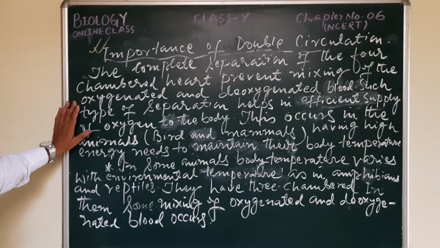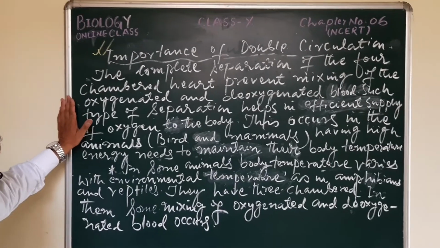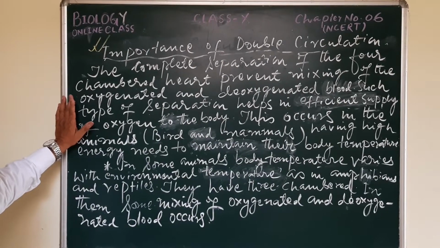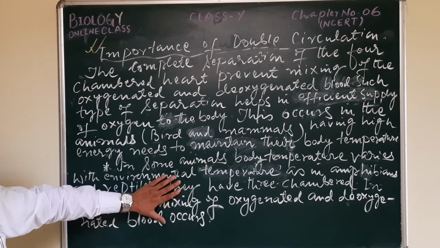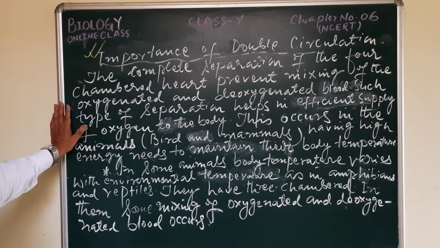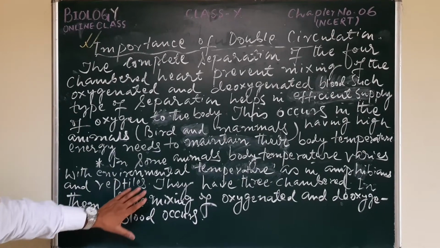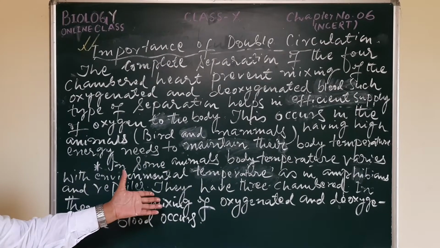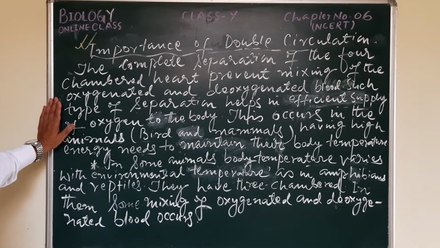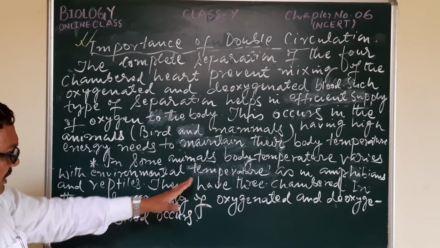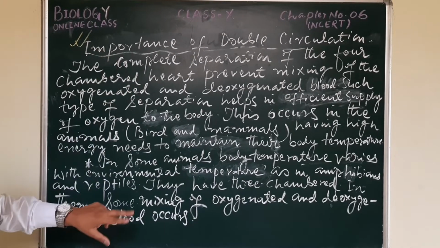As they maintain their body temperature according to the changing temperature of the environment, that is why in this type of animals the mixing of oxygenated and deoxygenated blood is somewhat tolerable. This is the second important thing in regard to circulation in other animals compared to mammals.